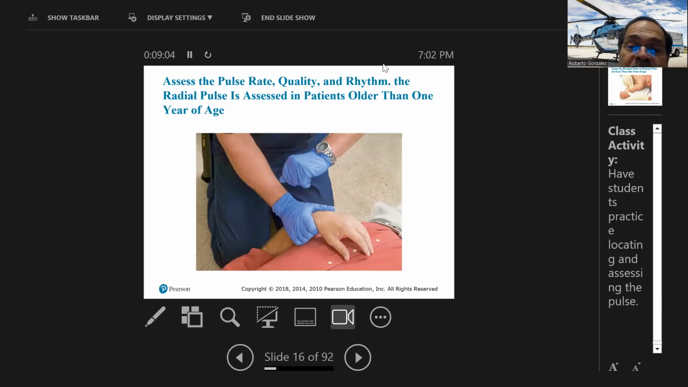Assessing the pulse, quality and rhythm. What this person is doing is checking the pulse, and they can easily check respirations at this time too, because their hand is right next to the chest. You check it for a whole minute, or half a minute and multiply it by 2, or 15 seconds and multiply it by 4.